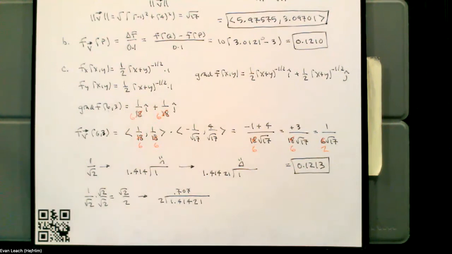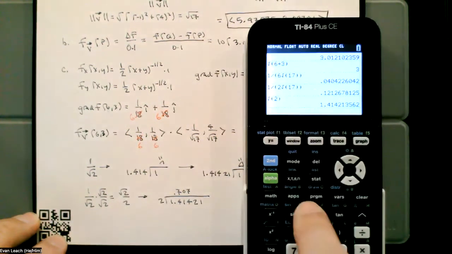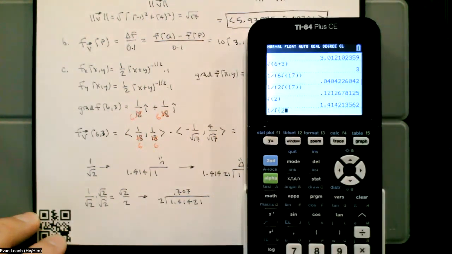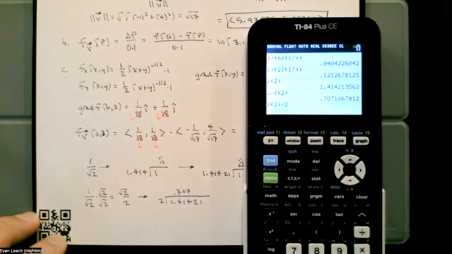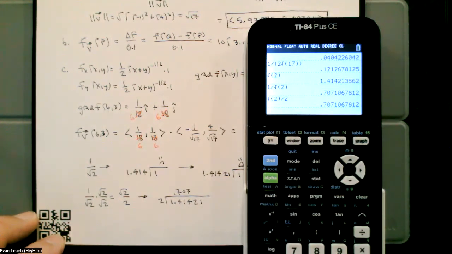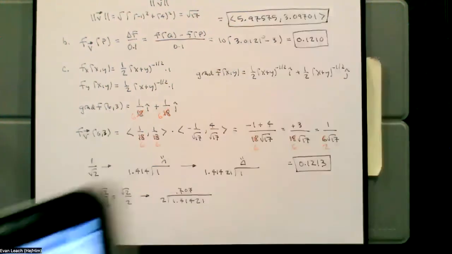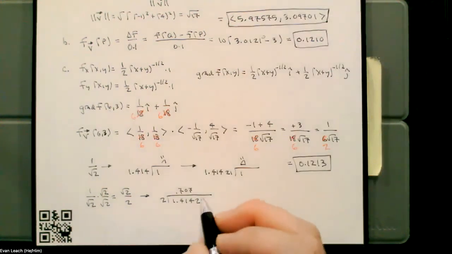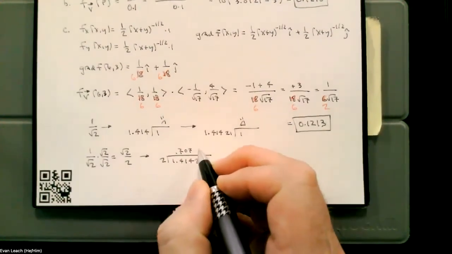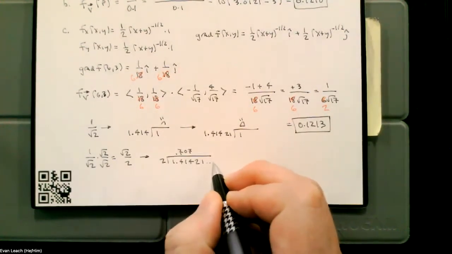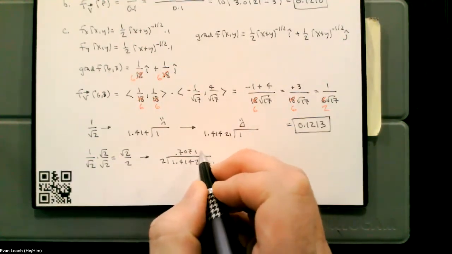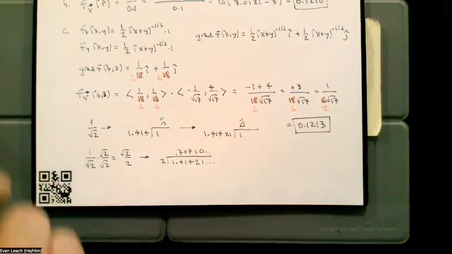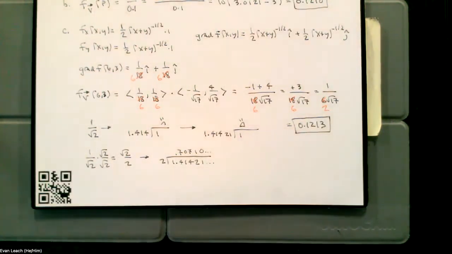None of this matters really anymore, because if I want to know 1 divided by the square root of 2, I just have the machine do it. So that's the importance, or the lack of importance, of rationalizing denominators in this day and age. Any questions?